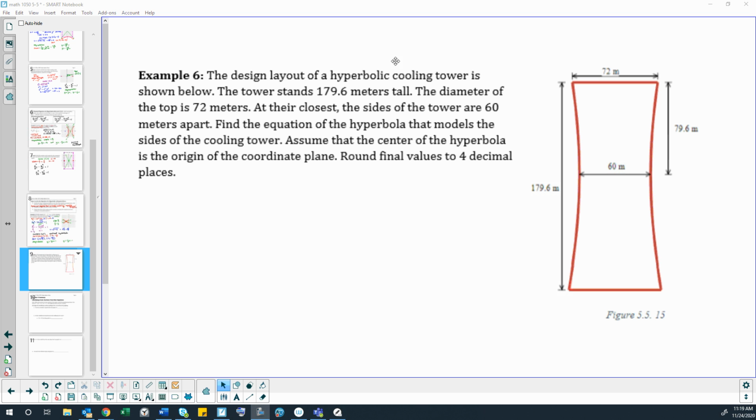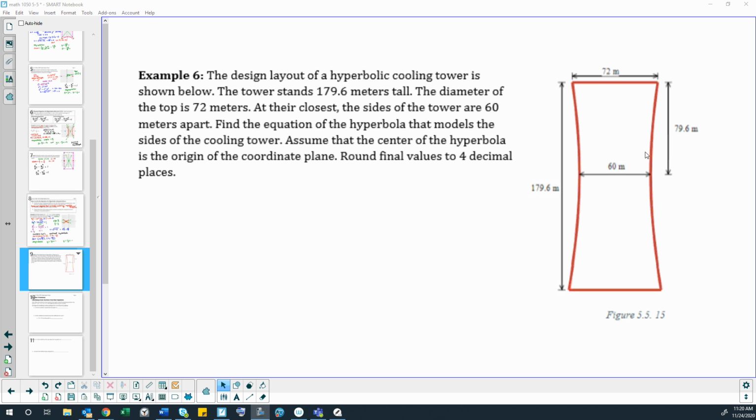Okay, so you can look up some details about cooling towers that are used for things like radioactive power plant things. Because of the hyperbolic shape, mathematically, this shape allows it to cool faster because there's more surface area than if it was just a straight up and down cylinder. So it has to do with that.